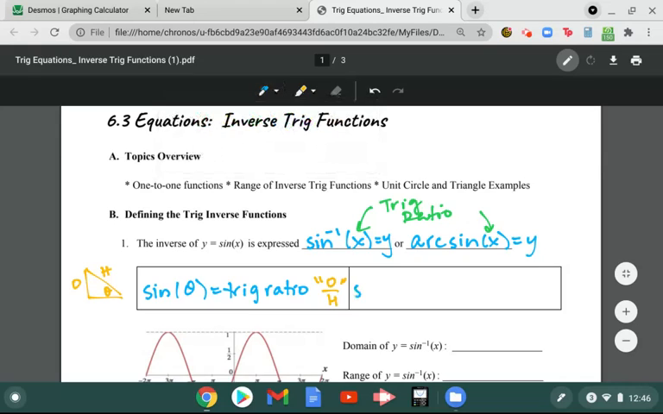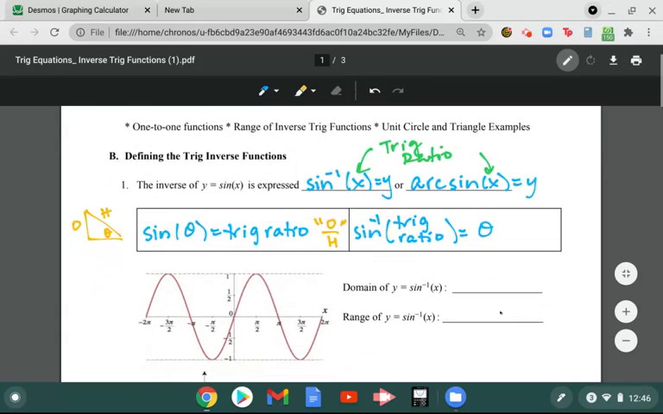Sine inverse, though, does just the opposite. So with sine inverse, we're going to put in a trig ratio, and it's going to return the angle measure. This is really, really useful when it comes to construction in particular. If we need the corner of a wall to be a particular angle, it's hard to measure an angle, but it's much easier to measure distances. We can measure those distances and then use an inverse function to come up with the angle that we need.